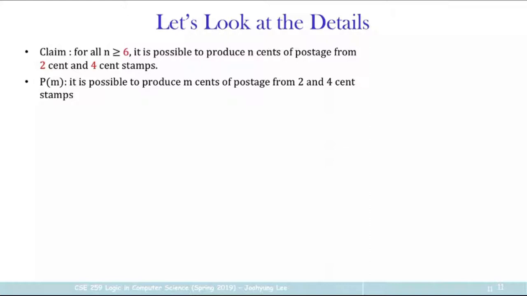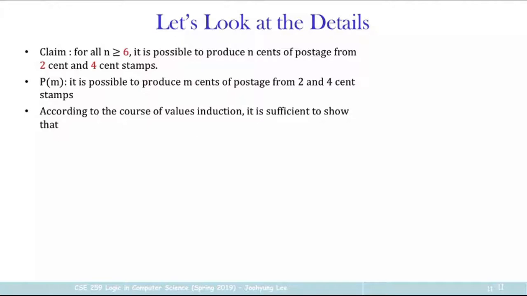Now, if we are trying to use course of values induction, what are we showing? We are showing this form, P of 6, because induction starts from 6, and when n equals 6. So if you are trying to prove the case for P of M, assume that all the preceding cases can be done. So when you try to create n cent postage by course of values induction, you can assume that n minus 1 cent postage can be created, n minus 2 cent postage can be created, up to 6 cent postage can be created. These are the assumptions that you can use.